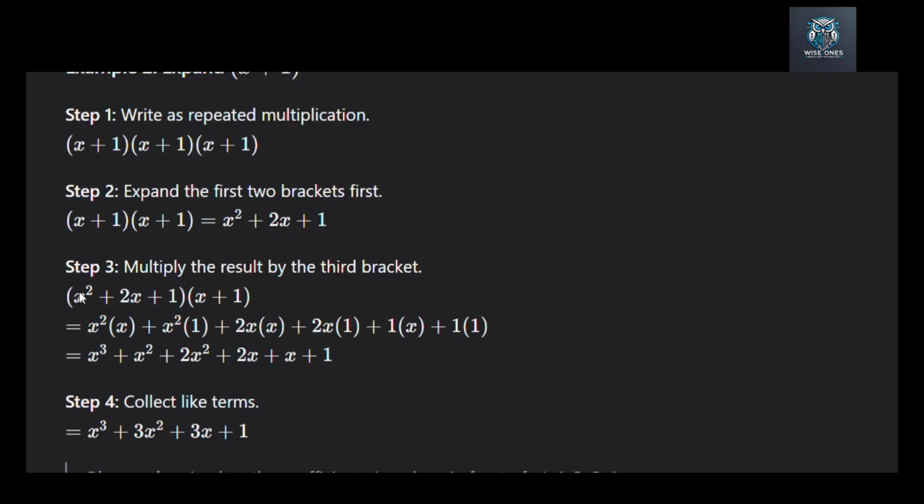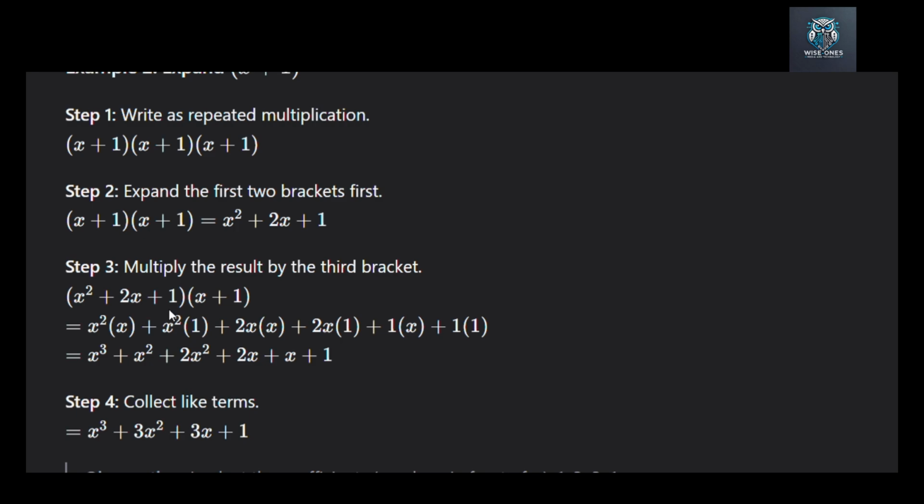Step 3, we must multiply this result by the third bracket. So we have open bracket x squared plus 2x plus 1 close bracket multiplied by open bracket x plus 1 close bracket. This looks long, but let us take it term by term. First, take the x squared from the first bracket and multiply it by the second bracket. X squared times x is x cubed. X squared times 1 is x squared. Next, take the 2x from the first bracket and multiply it by the second bracket. 2x times x is 2x squared. 2x times 1 is 2x.